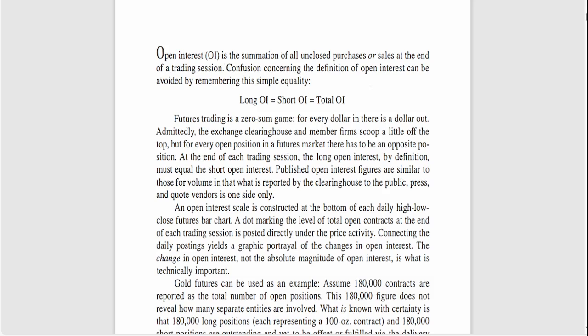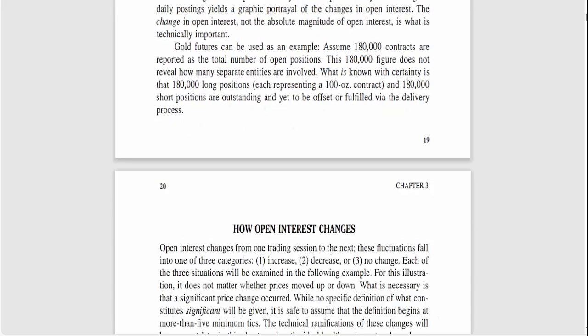At the end of each trading session the long open interest by definition must be equal to the short open interest. Published open interest figures are similar to those for volume, in that they are reported by the clearinghouse to the public. Read this thing. An open interest is constructed at the bottom of each daily high low. Read this thing.